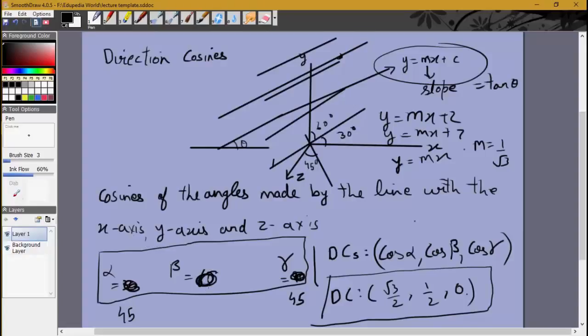And the angle made with the y-axis is obviously 90 degrees because this is a line in the xz plane. So the direction cosines of this line, which is bisecting the x and z axis in the xz plane, will be 1 by root 2, 0, 1 by root 2.